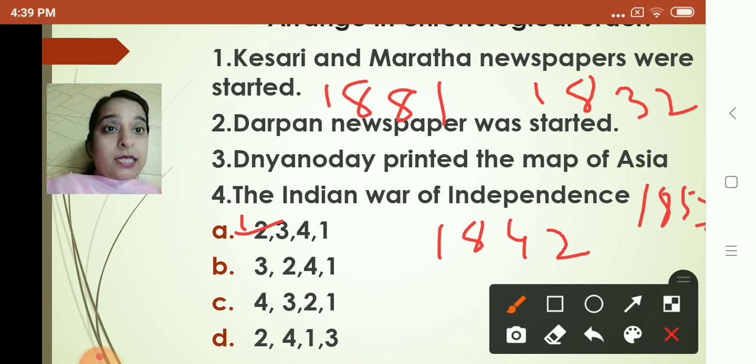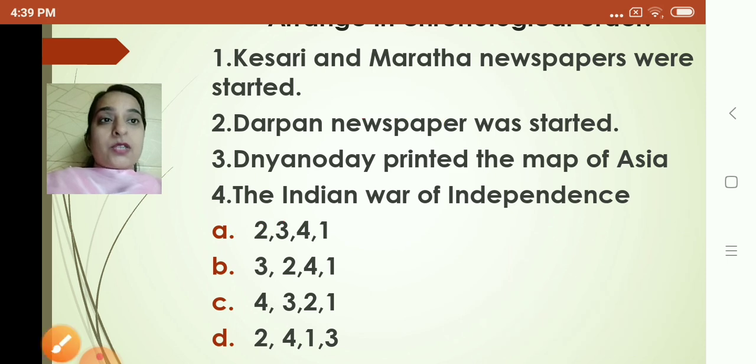So Darpan newspaper was started, it is 1832. Yes. Then Jnanodaya printed the map of Asia 1842. Then we have the Indian War of Independence 1857. And Kesari and Maratha newspapers were started 1881. So the correct order will be 2341. So you have to click on that. Yes. So I hope you have understood how you had to attempt this question, arrange in the chronological order. So children, you should know the years for this question.